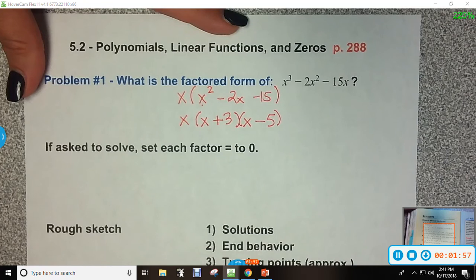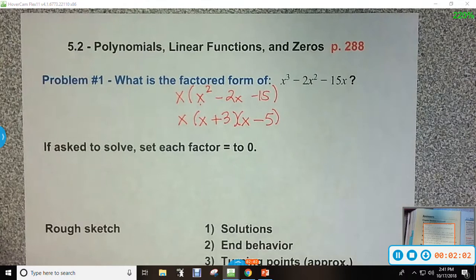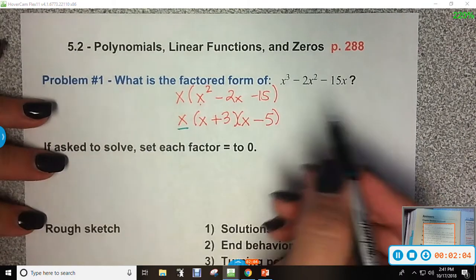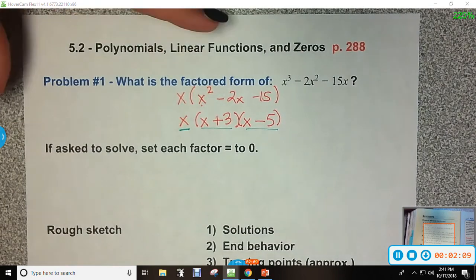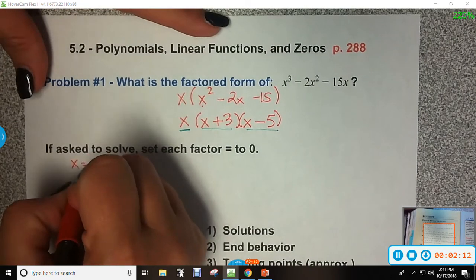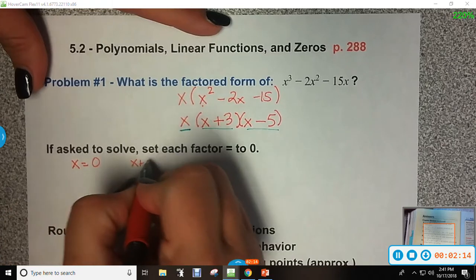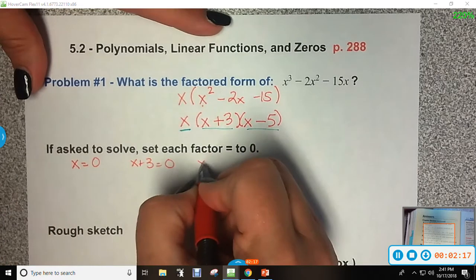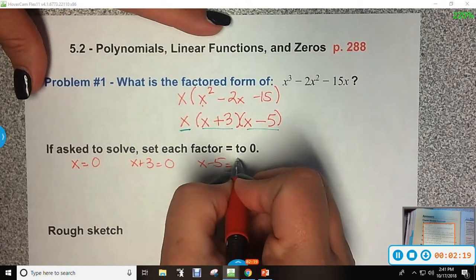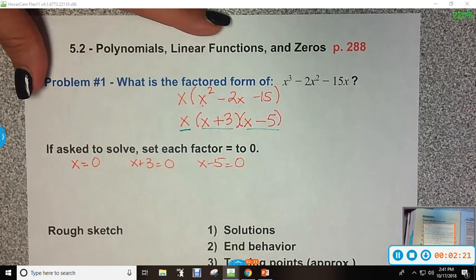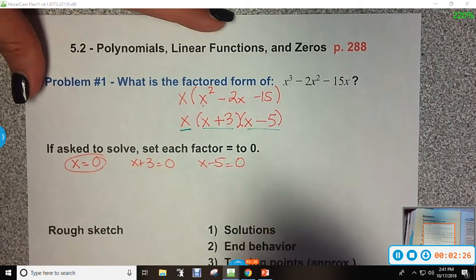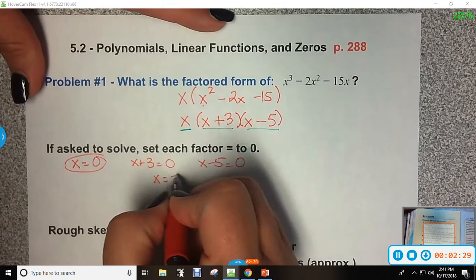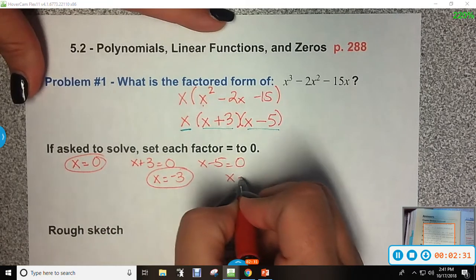Now, if they asked you to solve this, you have to set each factor equal to 0. Well, this x is a factor just like both of these parentheses are. So I'm going to set up x equals 0, x plus 3 equals 0, and x minus 5 equals 0. So this is one of my solutions, and then I just solve the other two. So x also equals negative 3, and x equals 5.